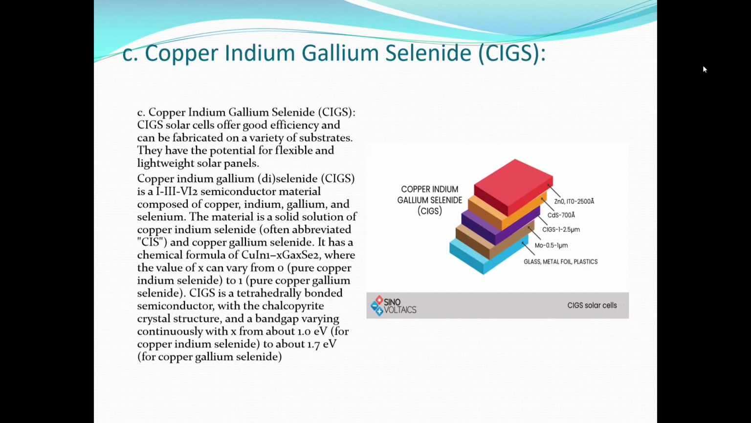It has a chemical formula of CuIn(1-x)Ga(x)Se2, where the value of x can vary from 0 to 1. CIGS is a tetrahedrally bonded semiconductor with a chalcopyrite crystalline structure and a band gap varying continuously with x from about 1.0 electron volt to about 1.7 electron volt.